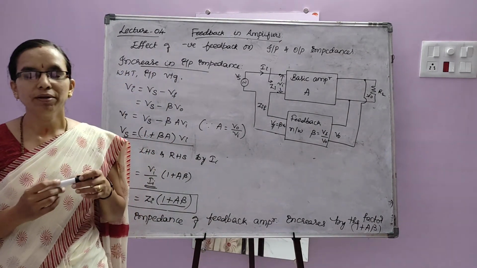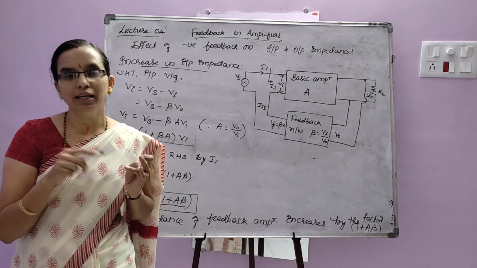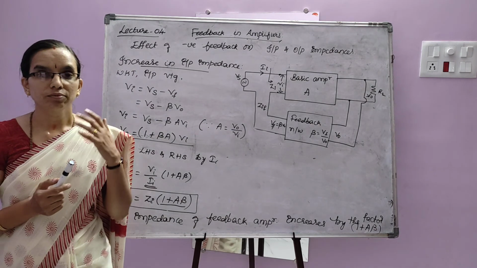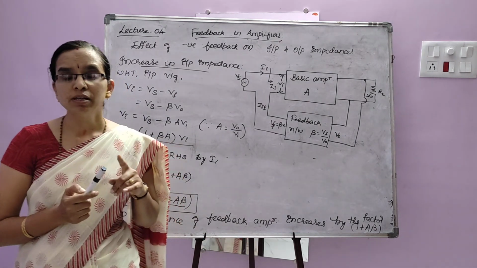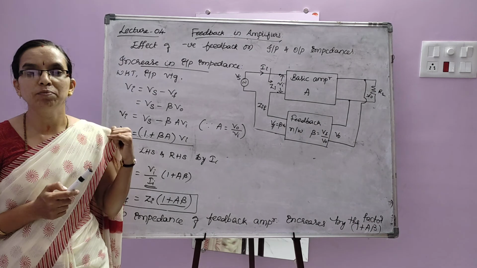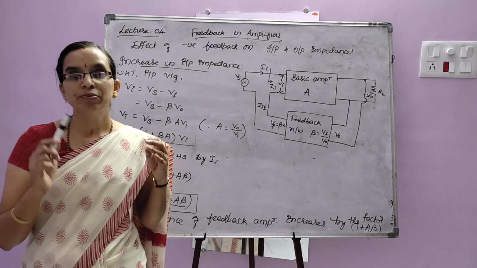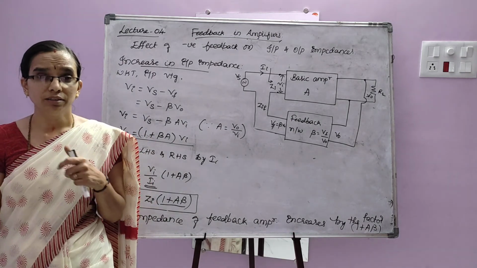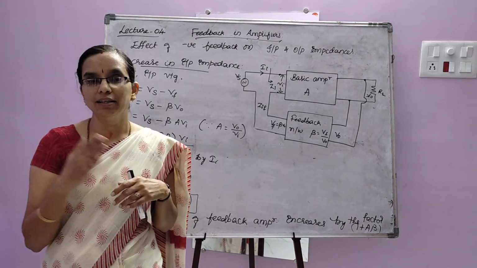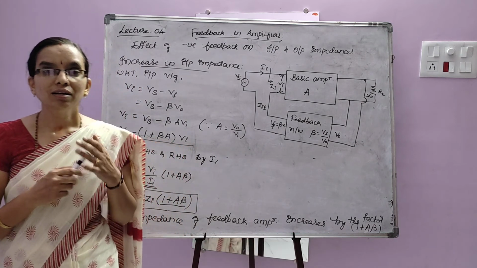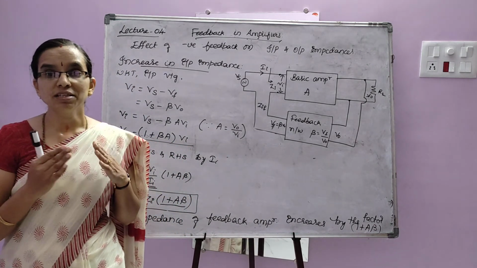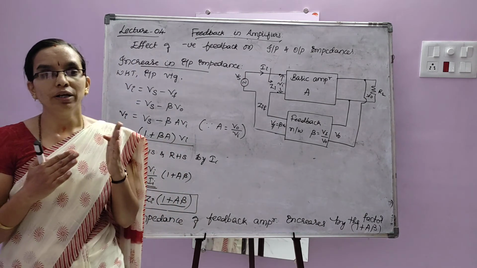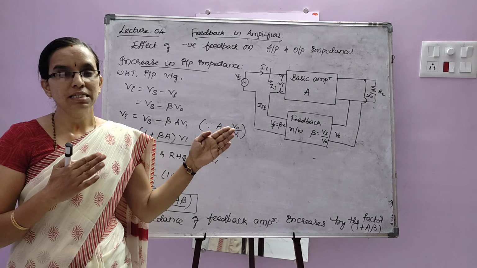For an amplifier, the input impedance should be high and the output impedance should be low. Because if the input impedance is high, there is no loading effect with the preceding stages of an amplifier. In a multi-stage amplifier there will be a number of stages in the amplification. So if the input impedance of the amplifier is high, no loading effect will occur with the preceding stages.